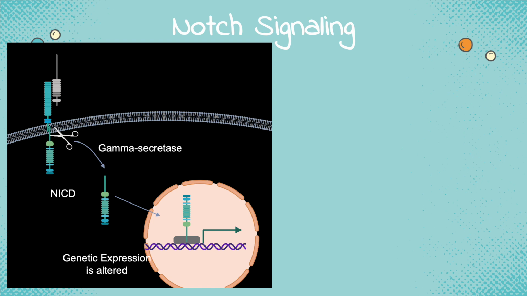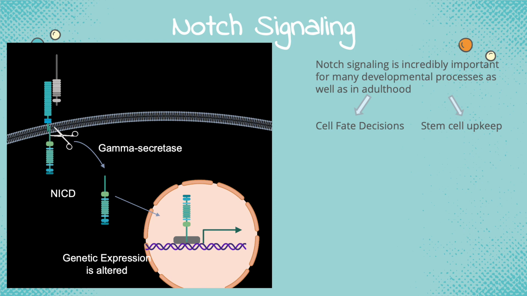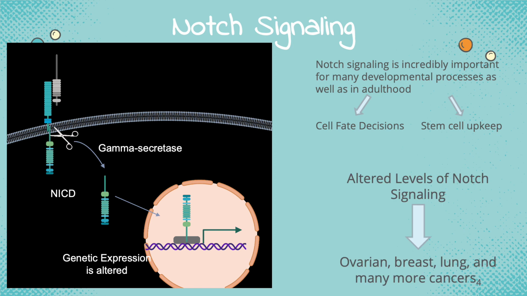So gamma-secretase is involved in something called Notch signaling, so a signaling pathway. And here you can see these scissors are representing gamma-secretase. And essentially it cleaves this protein, and this intracellular domain affects gene expression overall. And this is really important because Notch signaling is very important for cell-fate decisions during development, as well as stem cell upkeep in adults. And altered levels have been associated with many different cancers.